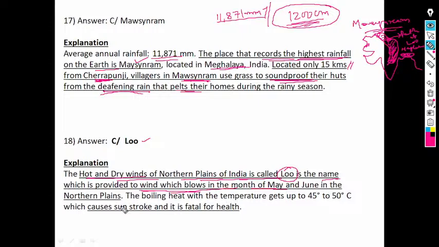In the months of May and June, the boiling heat, with the temperature getting up to 45 to 50 degrees, causes sunstroke and is fatal. Lu is so terrible that it causes sunstroke and death. Lu is the cause of maximum life loss, life threatening particularly.